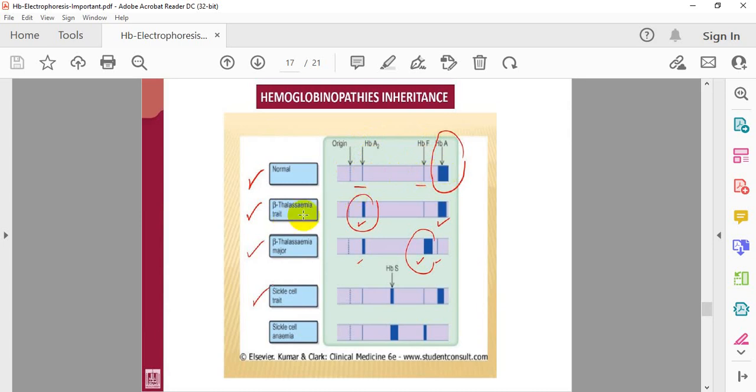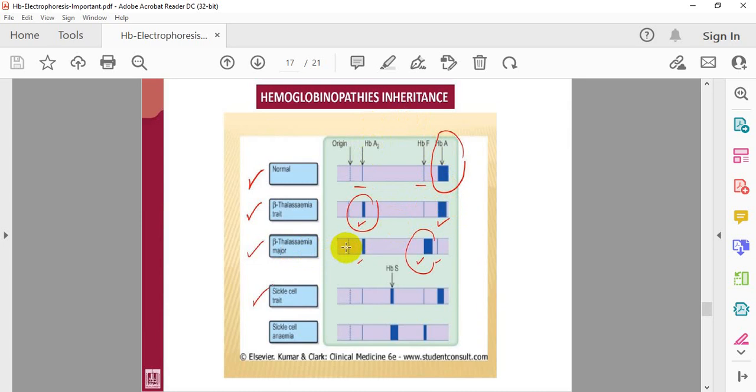Okay, so let's see. For beta thalassemia trait, hemoglobin A2 appears thicker, meaning that there's more of the hemoglobin there. Then the hemoglobin A also is there. But the fetal hemoglobin is at a very small proportion. So this one can be 20% hemoglobin A2, then the hemoglobin A can be about 70%, and the fetal hemoglobin can be about 1.8 or even 0.5% less. But still there is fetal hemoglobin there.